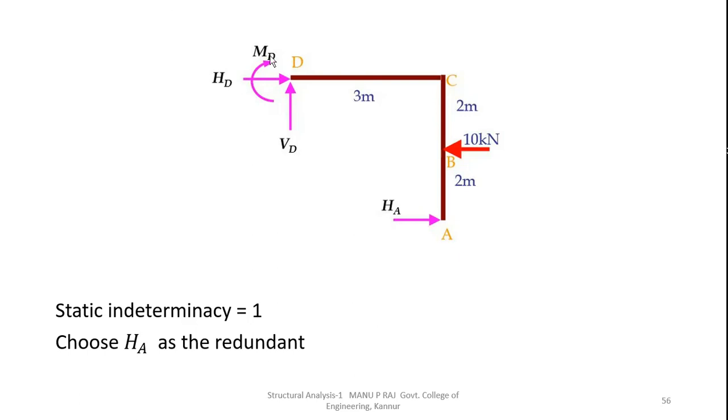Static indeterminacy will be 1. Total number of equilibrium equations is 3. Total number of reactions is 4. We consider all 3 equilibrium equations because a horizontal reaction is present. 4 minus 3 equal to 1. Choose HA as redundant. That is, let HA be the redundant.